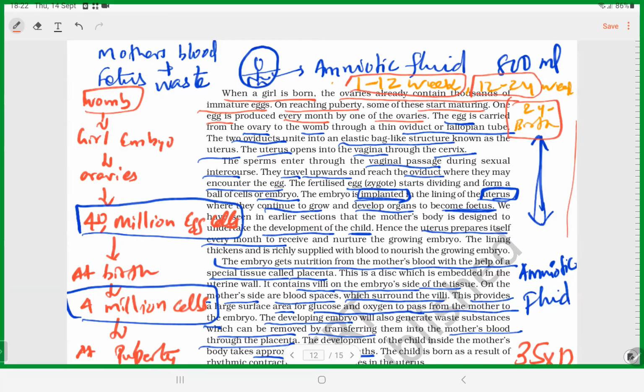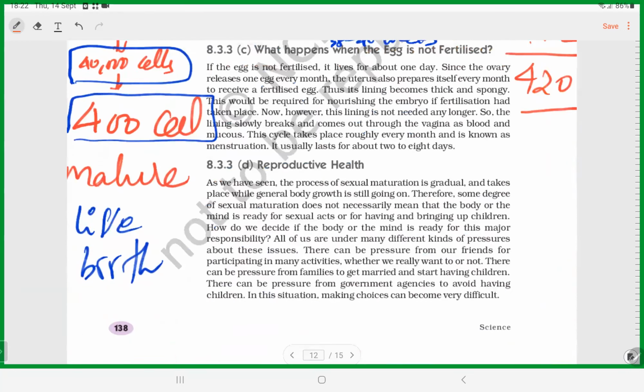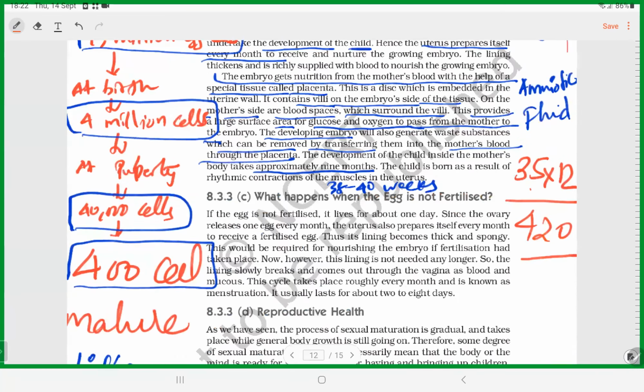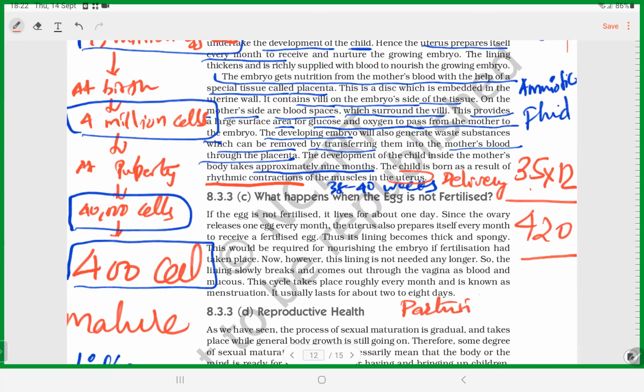Slowly the development process goes on. In your higher classes, you will be studying all the events in detail. And finally, the fetal ejection reflex, which means rhythmic contraction. The rhythmic contraction of the uterus results in childbirth, baby delivery. The technical term for delivery is parturition.